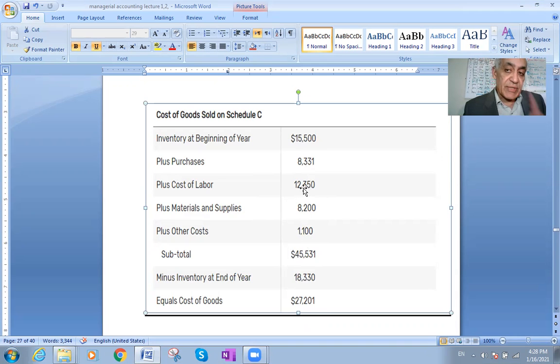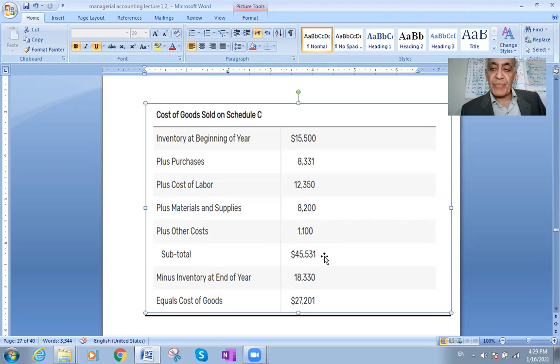Again, I will say cost of goods sold are all the costs involved in the process of selling, but not for all the units, only for the units sold. So 15,500 plus 8,331 plus 12,350 for the cost of labor, plus 8,200 for the materials and supplies, plus other costs, like miscellaneous costs, administrative costs, 1,100. So the subtotal will be 45,531.